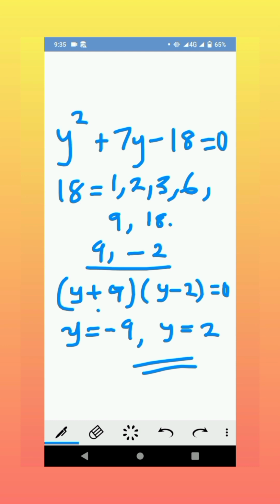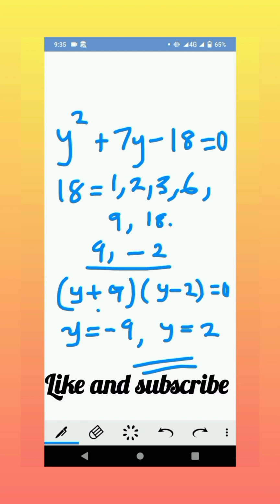In my next video, we shall be looking at quadratic equations when the leading coefficient is greater than 1. Alright, I have some tricks to show you in that video. See you there. Bye.